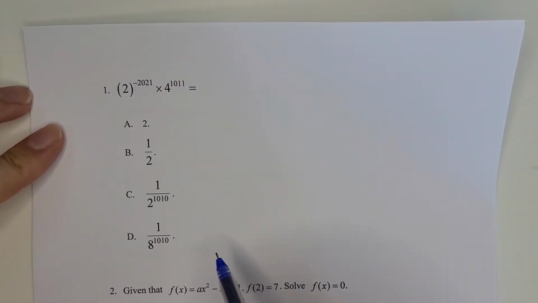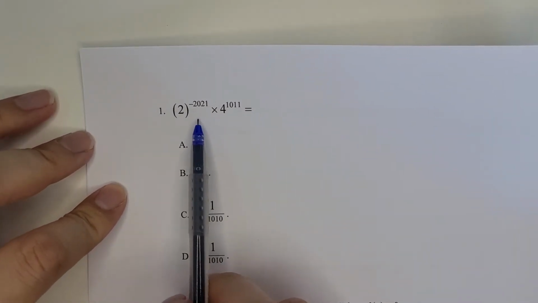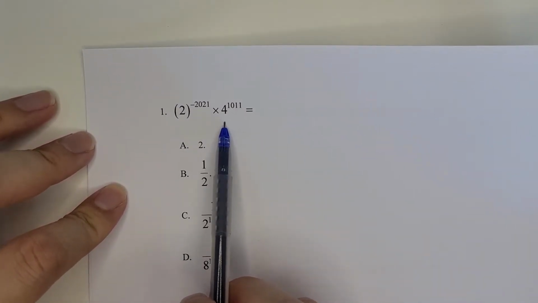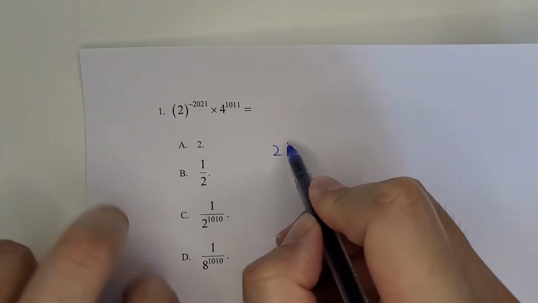Okay, let's look at the solution of this paper. For question number 1, 2 to the power negative 2021 times 4 to the power 1011. How do we get the answer?